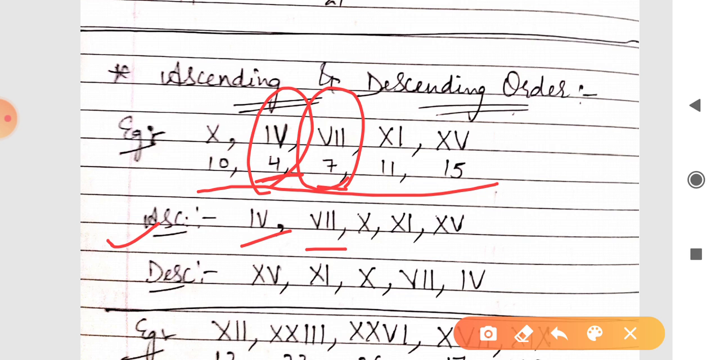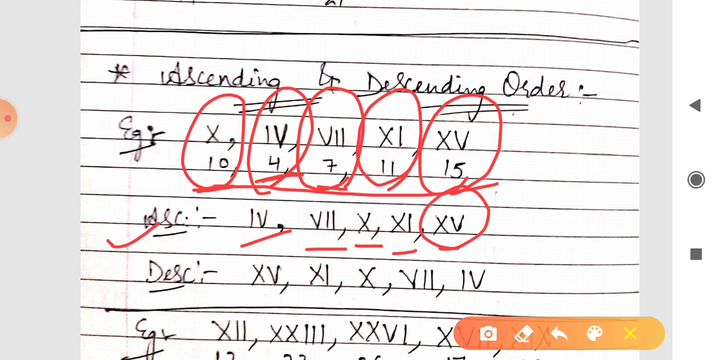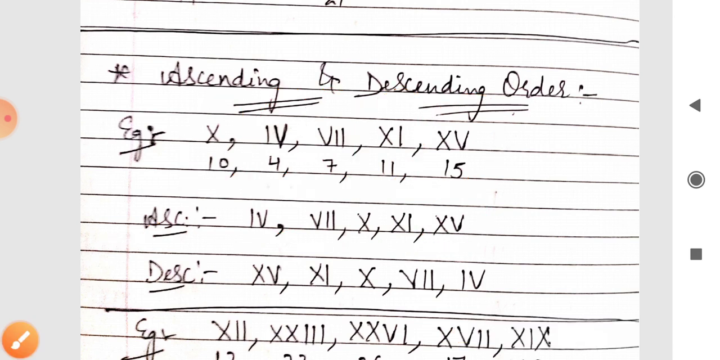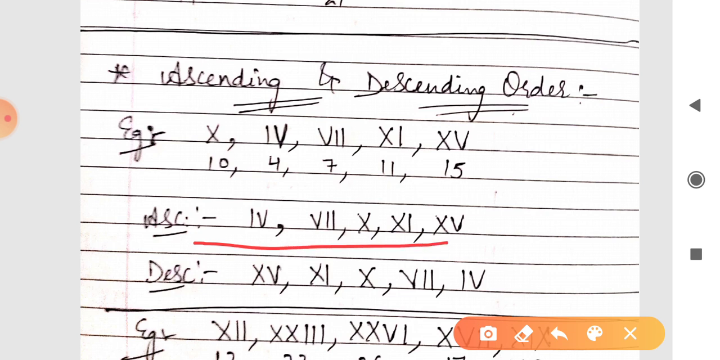Then next will be 10 and its Roman numeral is X. So write here X. Then next will be 11, that is XI, right here XI. Then last will be 15 and its Roman numeral is XV. So you will write here XV. So this is the ascending order of the given Roman numerals.